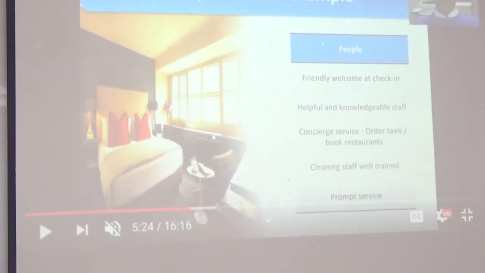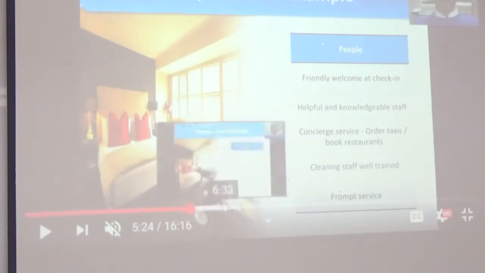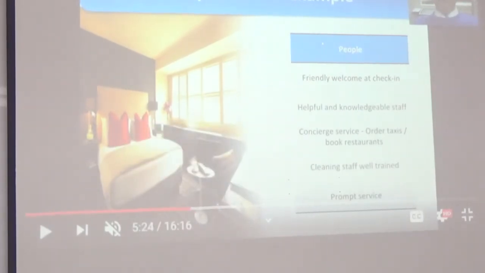Concierge is a service that's there specifically to help you with some logistics. Cleaning staff, friendly, secure, trustable, right? And service is pretty reasonably on time, so you feel happy about that. So that would be an example of a hotel being very people dependent in service.